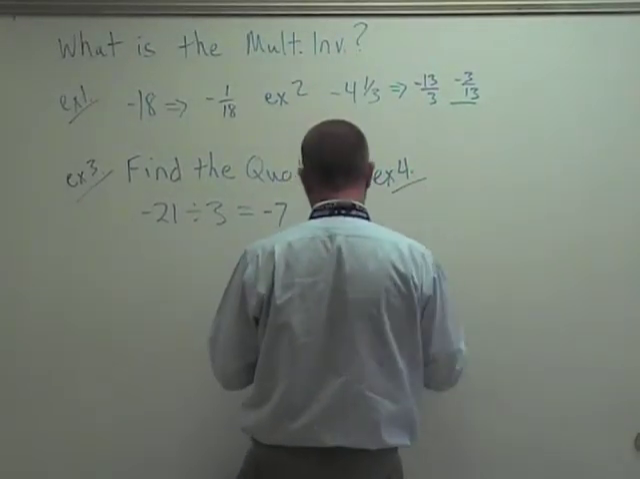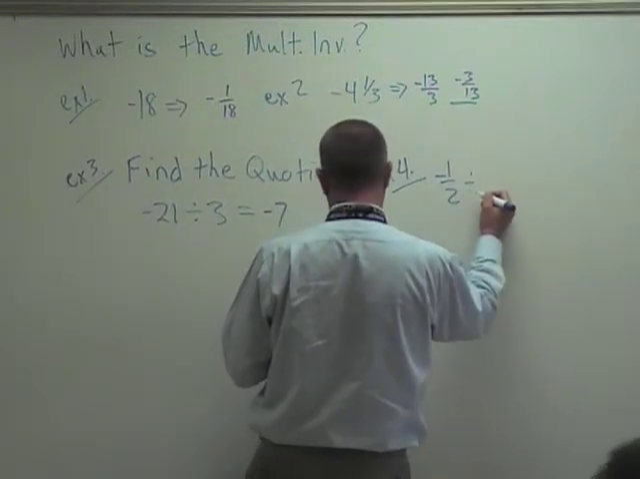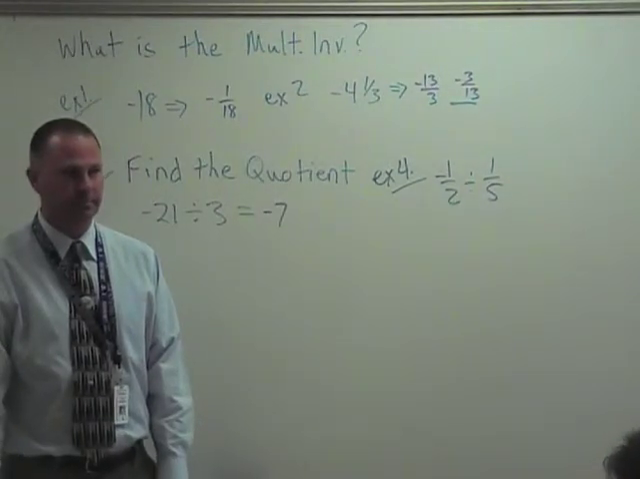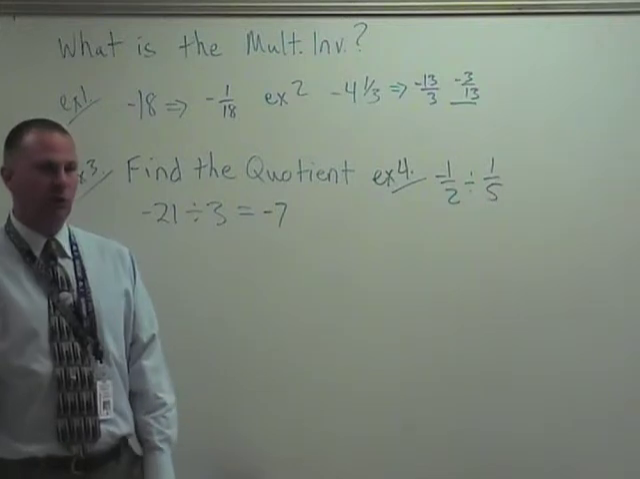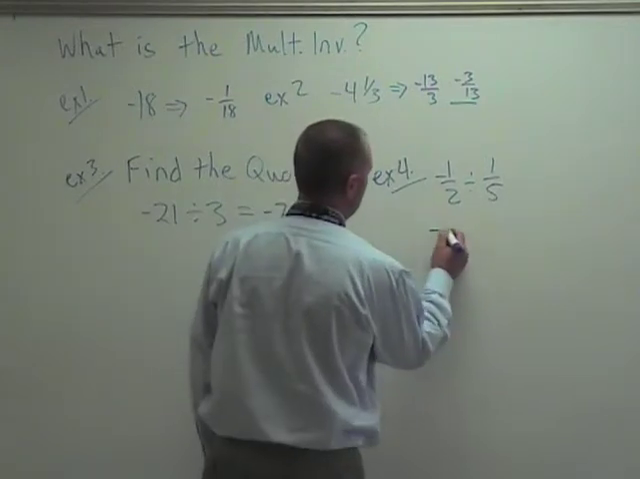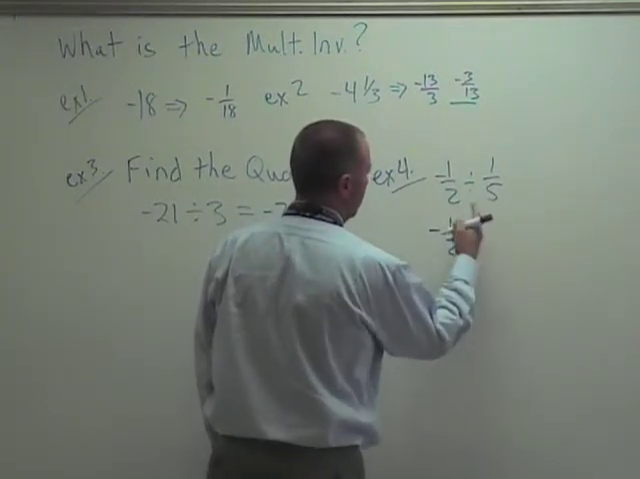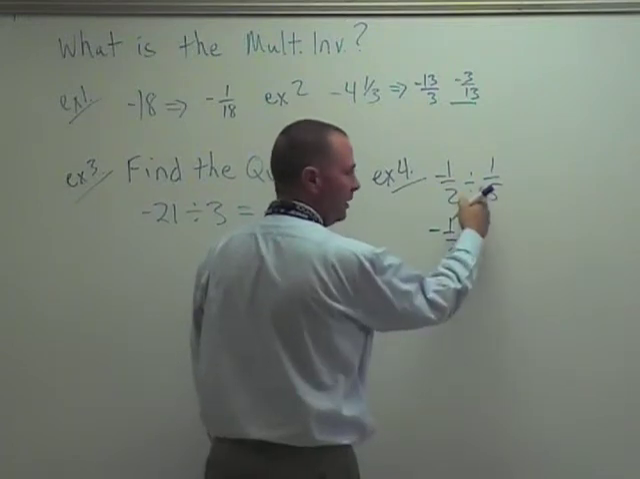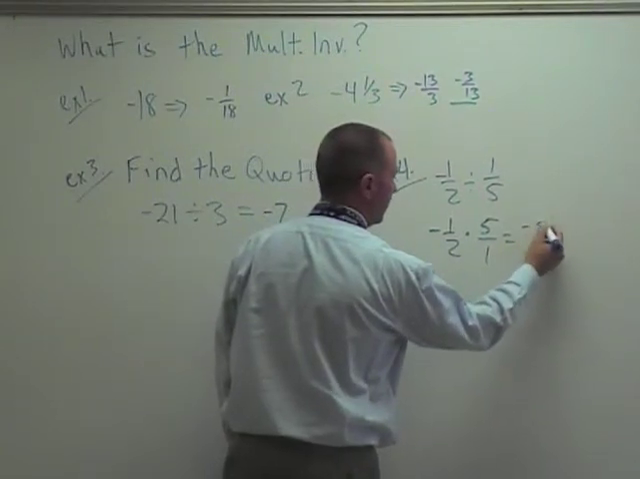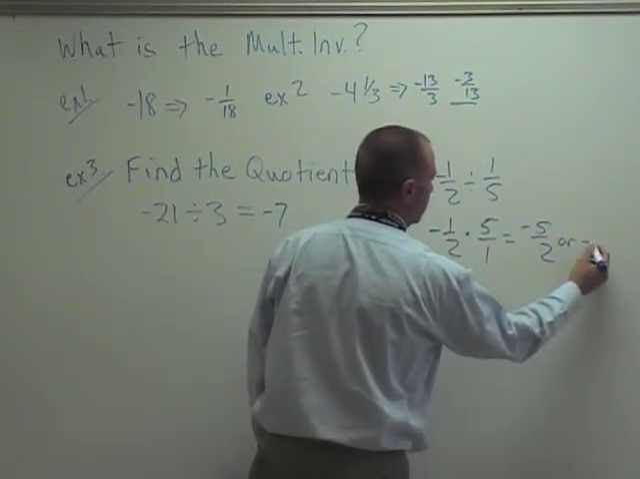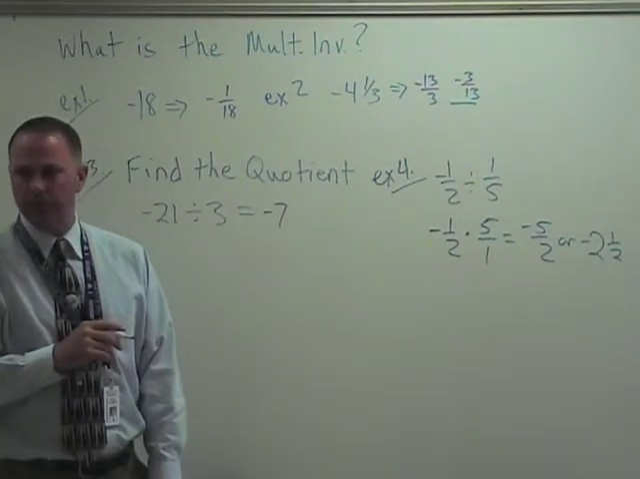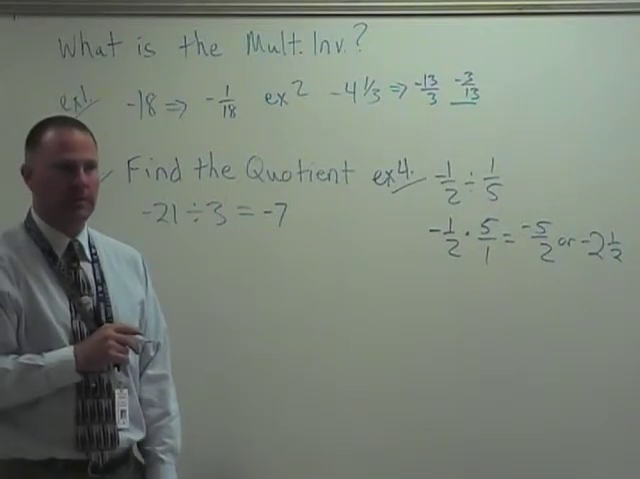Example 4, again, find the quotient: negative 1/2 divided by 1/5. Tell me what to do. Use the reciprocal and change the division sign. Remember, division is nothing more than multiplication of the inverse. So what do you get? Negative 5. That's right. Or negative 2 1/2. Doing all right? I don't see any tears.